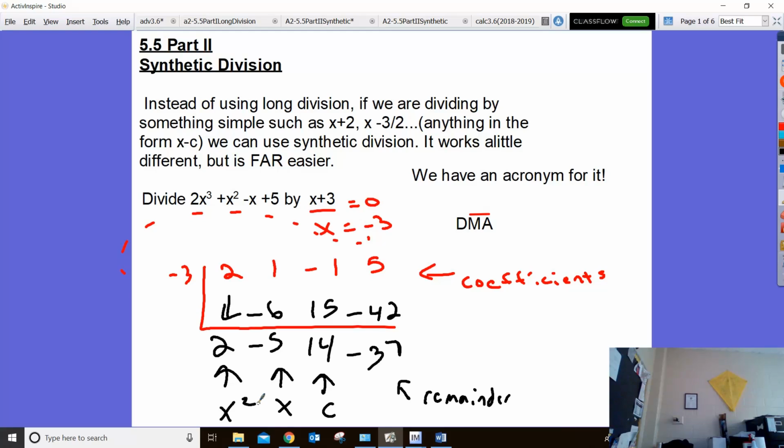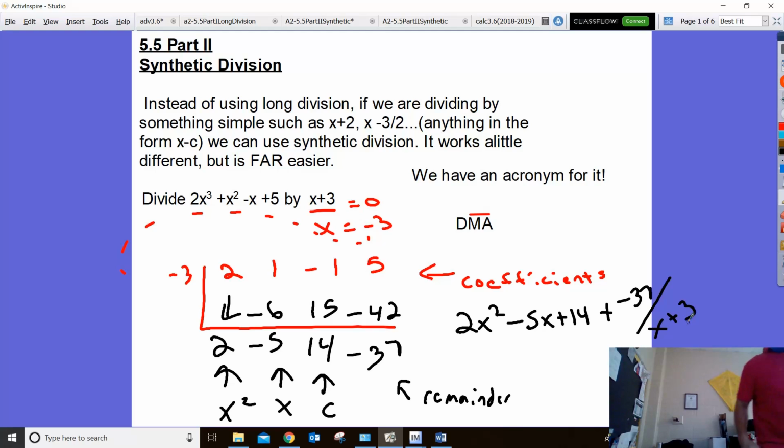So the result is 2x squared minus 5x plus 14 plus the remainder of negative 37. You always write this as quotient plus remainder over what? Divisor. What was the actual divisor in terms of x? X plus 3. If you did your homework yesterday, you did long division. This was far quicker and far easier. It was one line and done, and you had it.